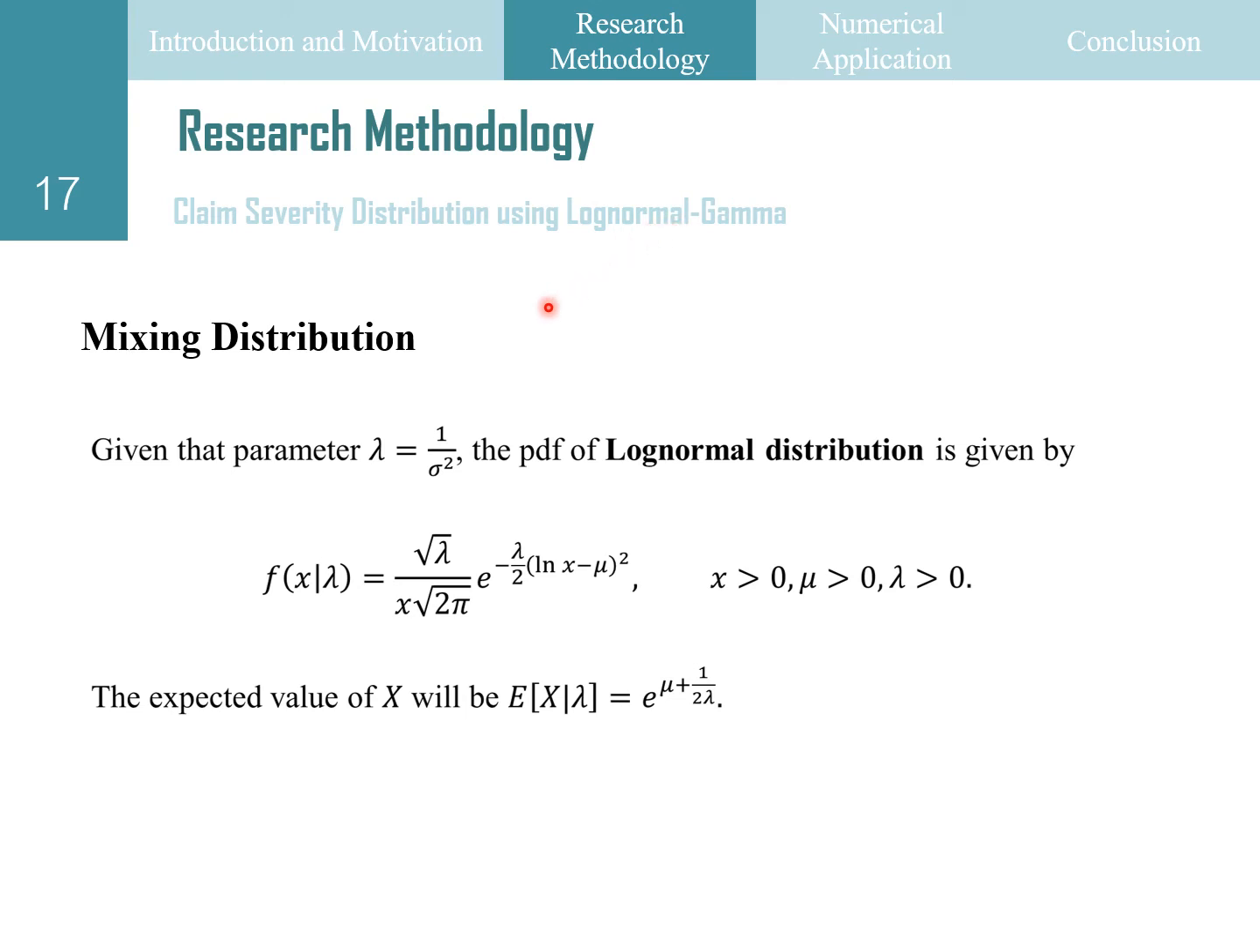In the literature, mixed exponential distribution has been widely used to model severity distribution. In this study, I propose a mixed log-normal distribution with a gamma prior distribution to model severity distribution. Let X be the random variable of the claim size of each insured person. Assume that the size of claim X follows the log-normal distribution. Then the PDF of log-normal distribution is given by, and the expected value of X will be equal to like this.